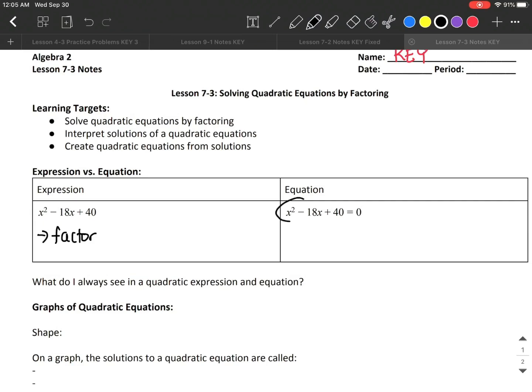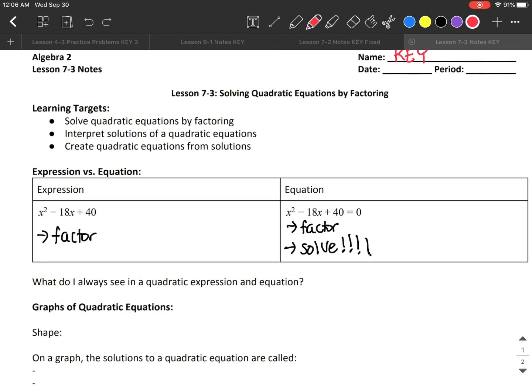But when we see something that looks like this, we don't just want to factor it. We also want to solve it. How do I look at this thing and know that I want to solve it, not just factor it? I know because it has this equal sign. When I have an equation, and I know I have an equation when I see an equal sign, that tells me I don't just want to factor it, I want to get x by itself, I want to solve. When I have a variable and an equation, I want to solve.